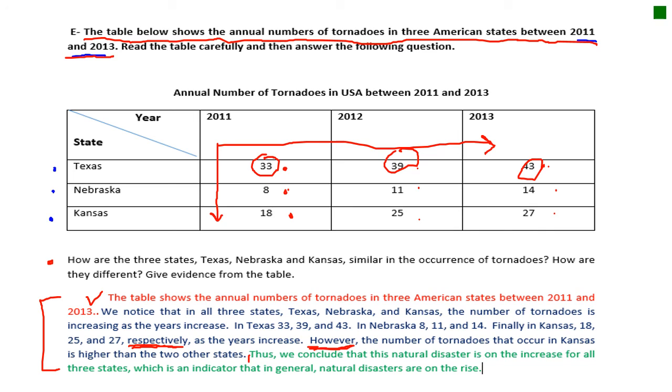Finally, the last part, thus we conclude that this natural disaster is on the increase for all 3 states. I need to also add something related to this whole theme, which is an indicator that in general, natural disasters are on the rise. We're gonna do a lot of those this year.